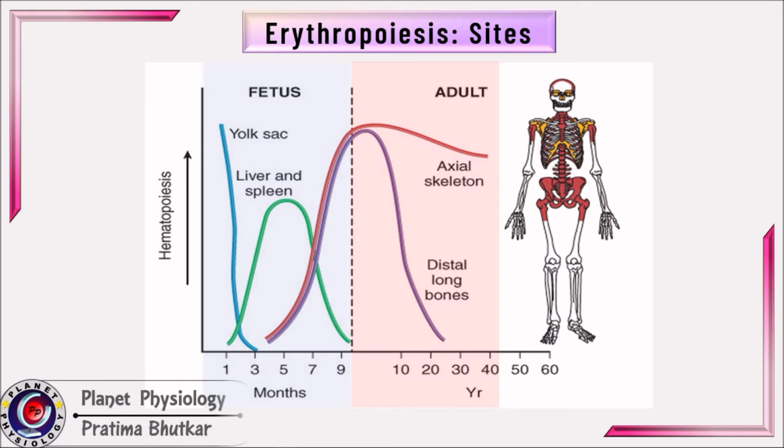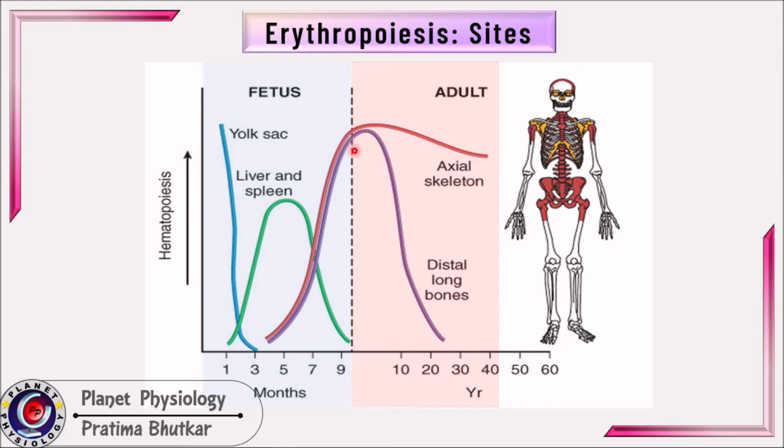So let us summarize erythropoiesis with the help of graphs. Shown here are the sites for erythropoiesis during the fetal stage, and this is the adult stage. During the first trimester, the predominant site is the mesoderm of the yolk sac, as shown by this blue color line. During the second trimester, the main sites are the liver and the spleen, and third trimester onwards, it will be the bone marrow. This violet color line represents the marrow within the long bones, and red color indicates marrow of the membranous bones as well as the axial skeleton.